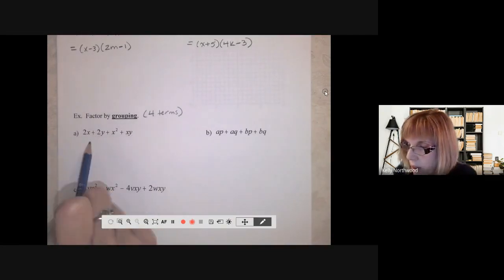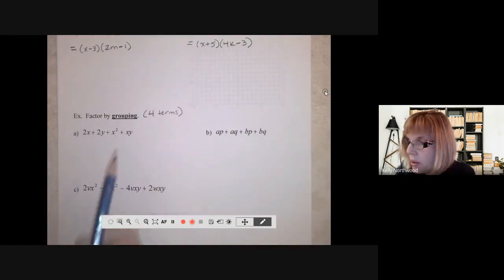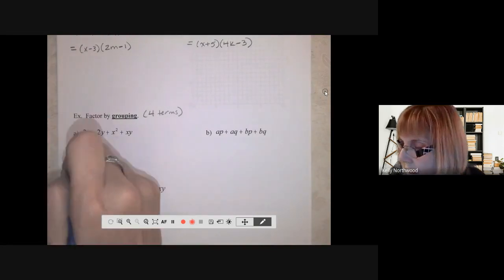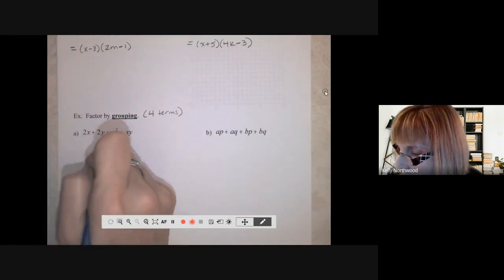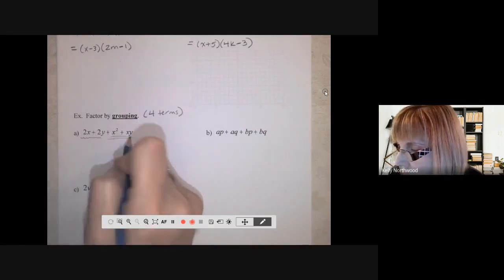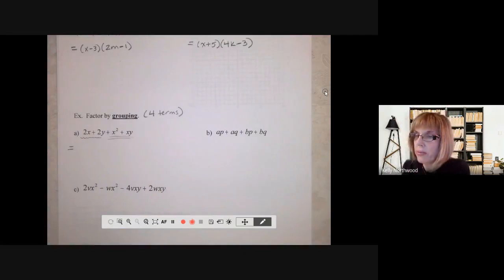They don't have 2 in common. There's not an x in all of them. There's not a y in all of them. So there's only a 1 in common with all 4 terms. And 1's not considered to be a common factor because 1 always goes into everything. So what happens then is you want to common factor just the first 2 terms, and then common factor just the second 2 terms to start off with.